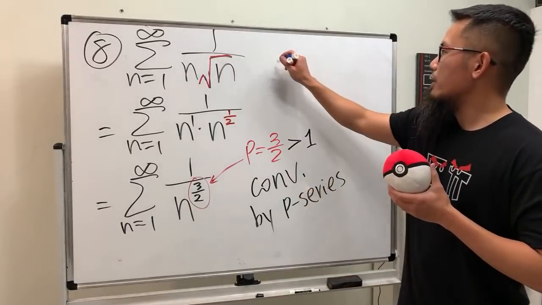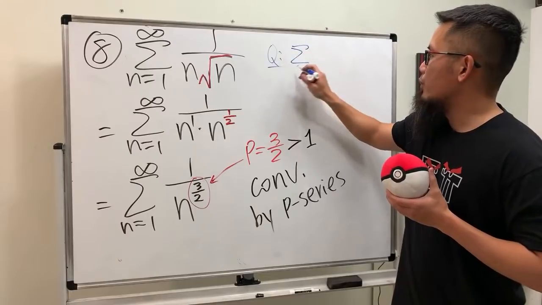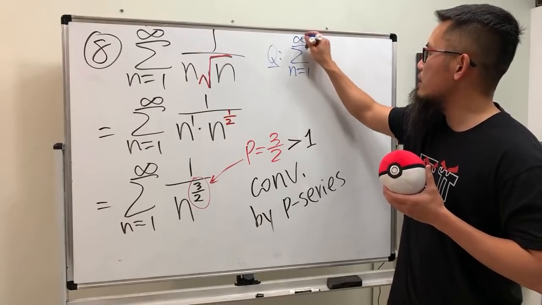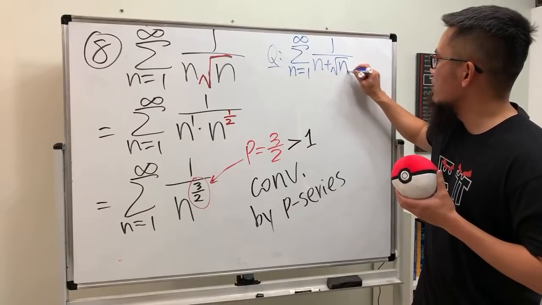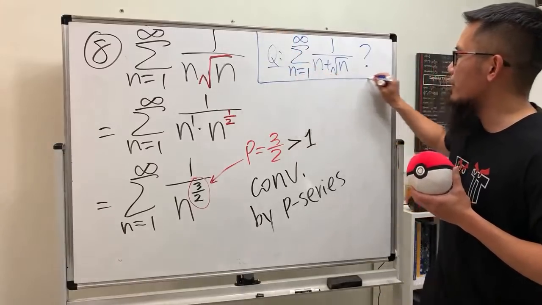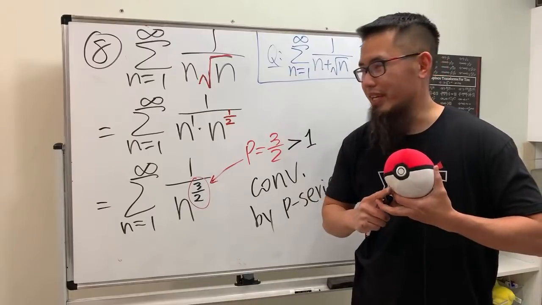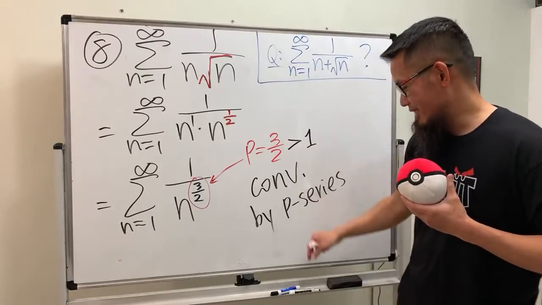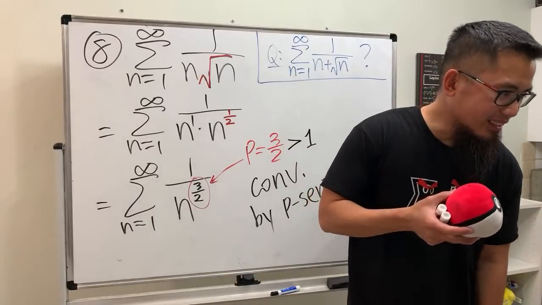So maybe, if you would like, just answer this question real quick. When we have the series as n goes from 1 to infinity, 1 over n plus square root of n, does this converge or not? So this is the question for you guys after we end. You guys can leave the answer in the chat.